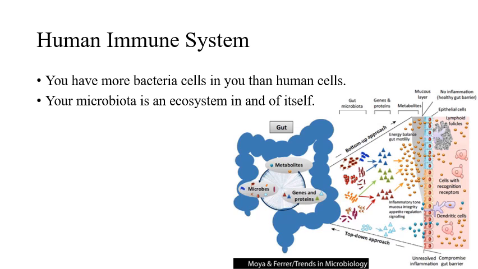you kind of need to think of the human body as a metasystem because we have more bacteria cells inside of us than we have human cells. And so your microbiota is an ecosystem in and of itself. And there are interactions between the various microbiota that interact with your body and your physiology. And part of that actually helps your immune system function.